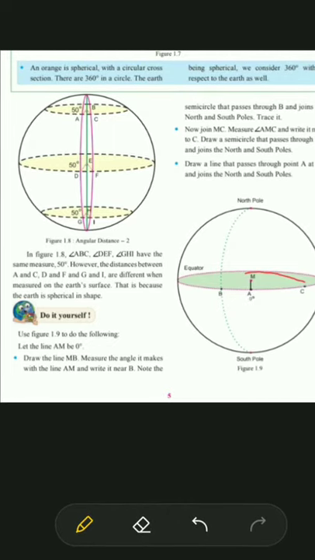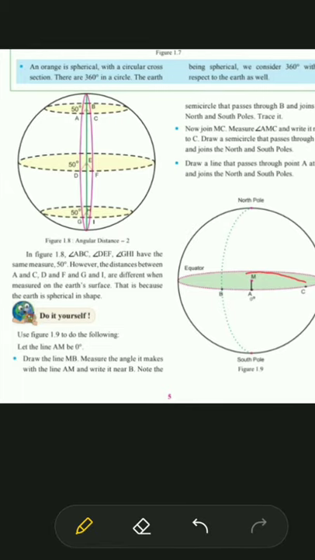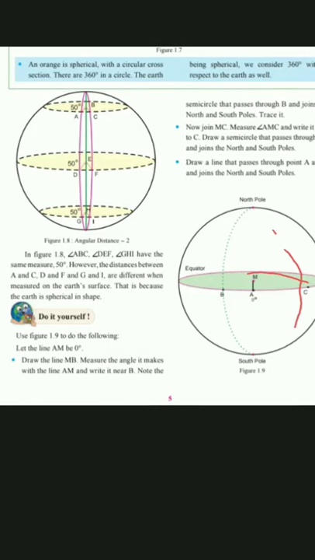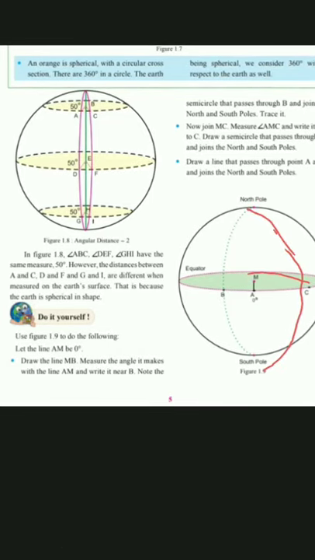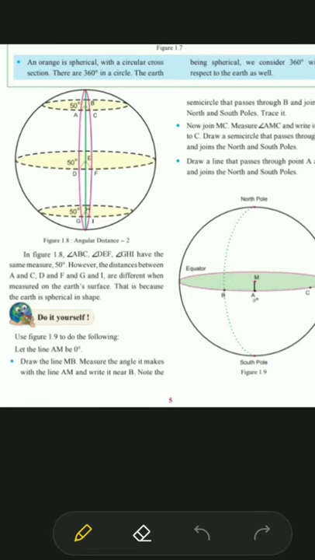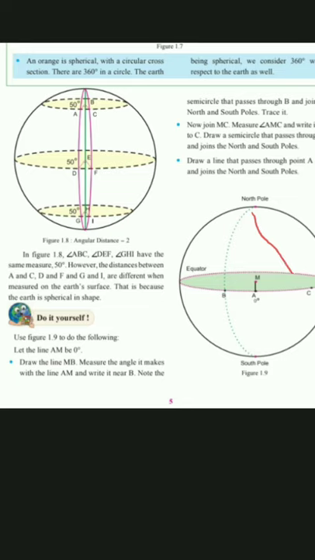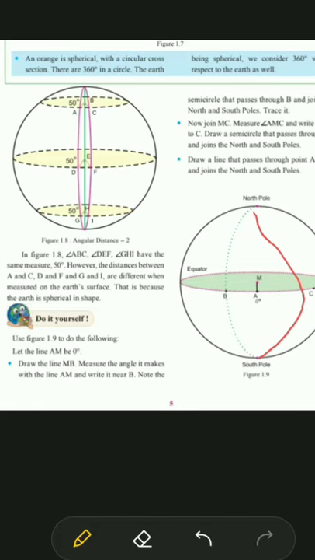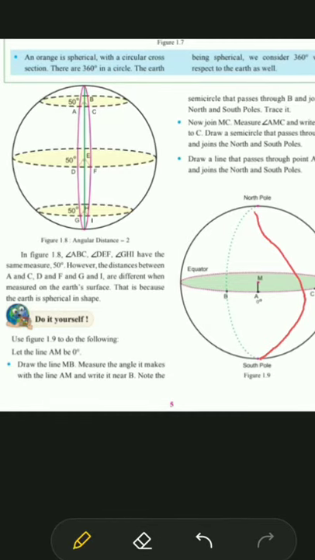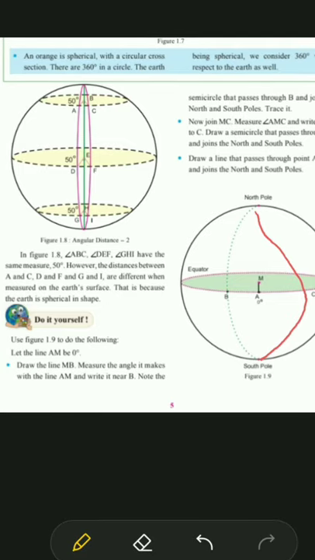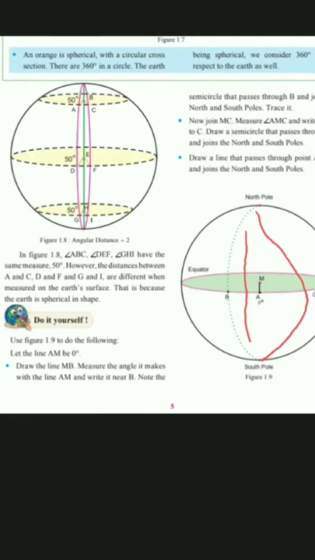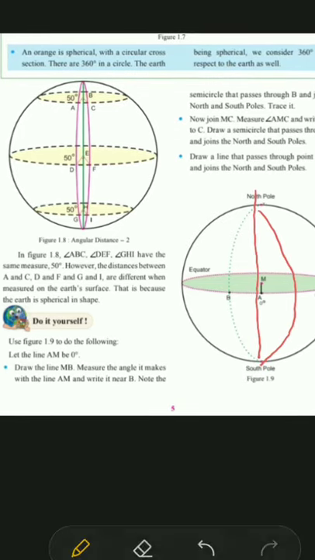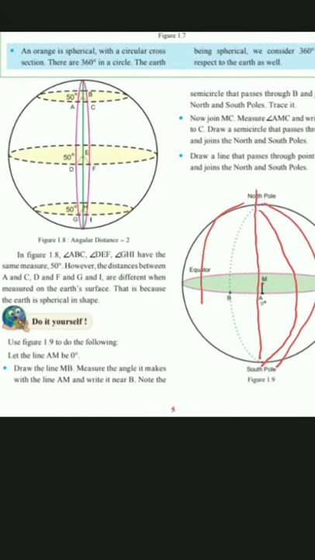Draw a semicircle that passes through C and joins the north and the south pole. Okay, you have to draw a semicircle. Can you see that the semicircle will look something like this, joining the northern pole to the southern pole. Okay, I'll try to draw it once again, passing through C, joining north and south pole. Draw a line that passes through point A at 0 degree. So suppose A is at 0 degrees. And I have joined. So can you see in this way I am going to draw different meridians.